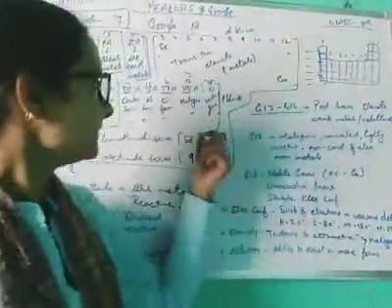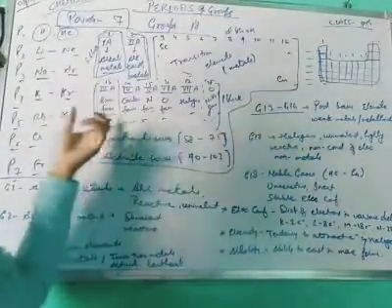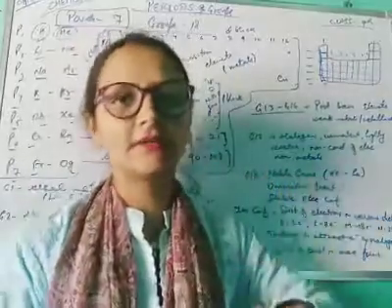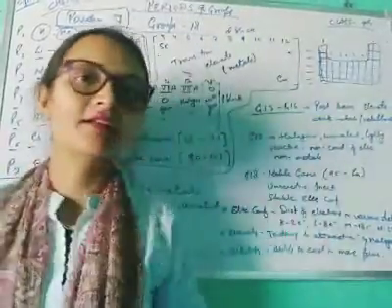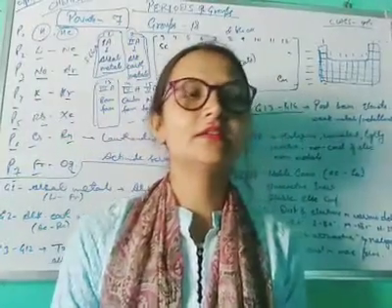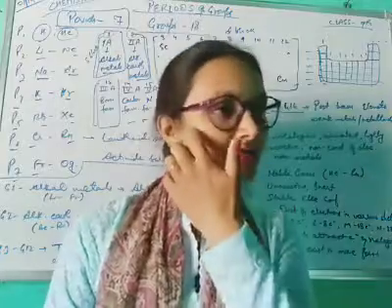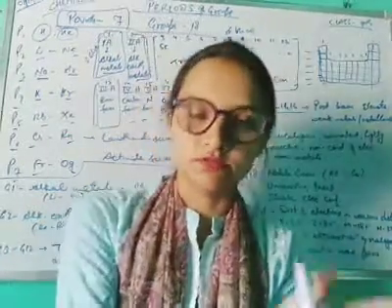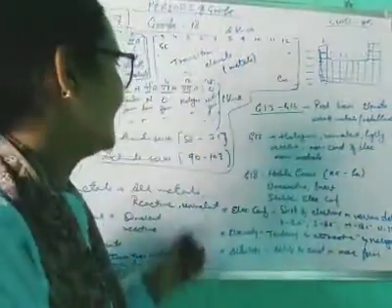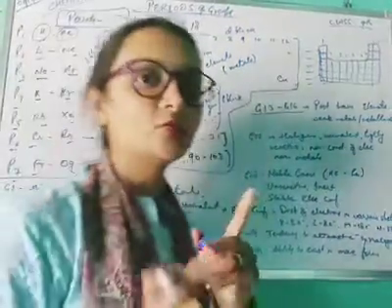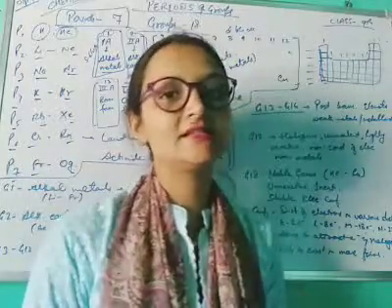These are mostly non-metals or metalloids. Metalloids means the elements which are neither metals nor non-metals; they possess the properties of both metals as well as non-metals. And the last group, the 18th group, is the noble gases. It's a gas group.